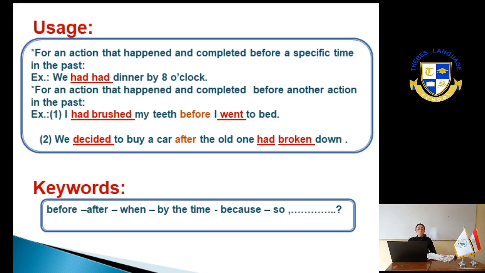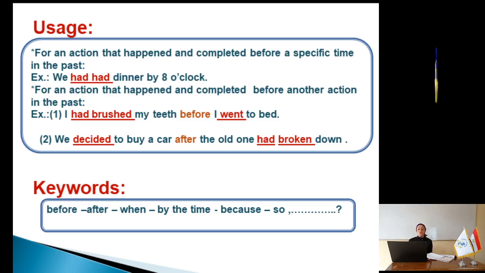We use it for an action that happened and completed before a specific time in the past, or before a determined time in the past. For example, we had dinner by 8 o'clock. That means that we started and finished dinner before 8 o'clock, or by the time the clock became 8, we started and finished our dinner.